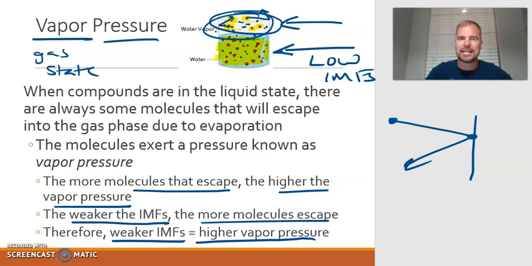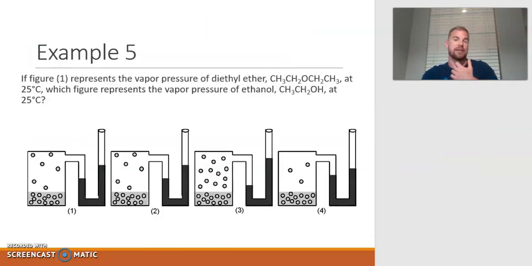So let's look at an example, okay? Let's look at example 5. This is a great question. It might not seem that great to you, but this is really testing your knowledge of intermolecular forces and vapor pressure. So in example 5, it says, if figure 1, which is right here, represents the vapor pressure of diethyl ether, don't get so concerned about that. Just keep going. At 25 degrees Celsius, which figure would represent the vapor pressure of ethanol, which is given there, at the same temperature? So it's basically saying, hey, same temperature, so temperature is not a concern here.